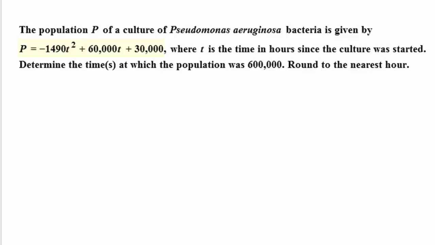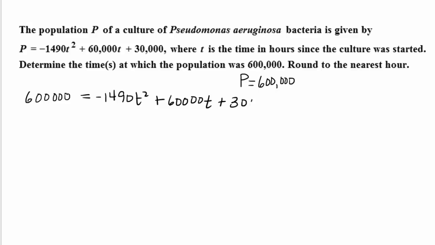We're given a formula relating the population to the time t, and we're told that when P is 600,000, we want to find t. So we must plug into the equation, giving us 600,000 equals negative 1490 t squared plus 60,000 t plus 30,000. We know this is a quadratic equation because the highest power on the variable is a 2. So we're going to get it into standard form, which means 0 on one side. You can either subtract 600,000 or you can bring everything else over to the left. I'm going to do that because I like to have a leading coefficient that's positive.